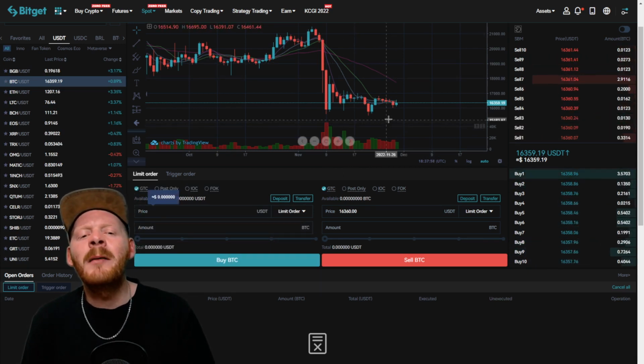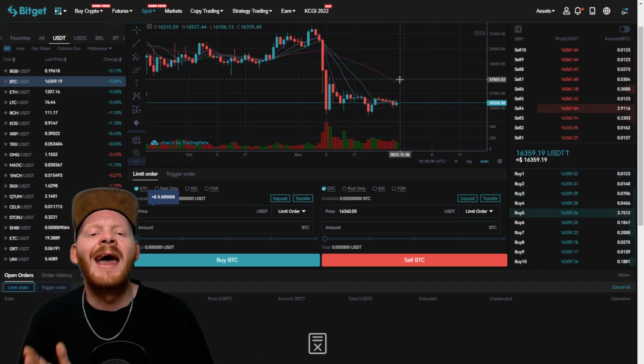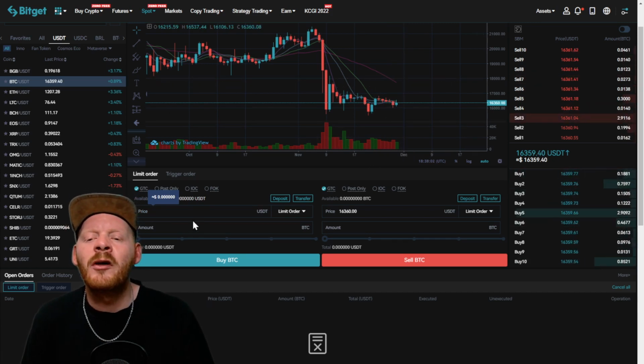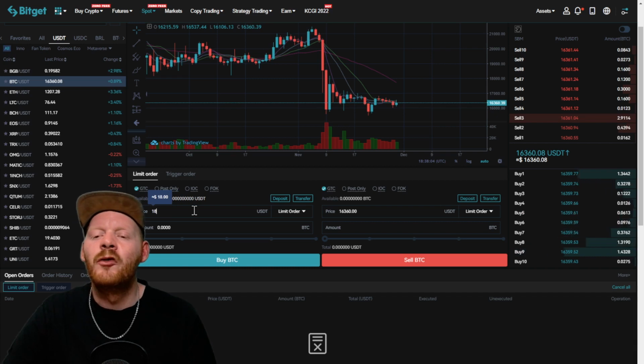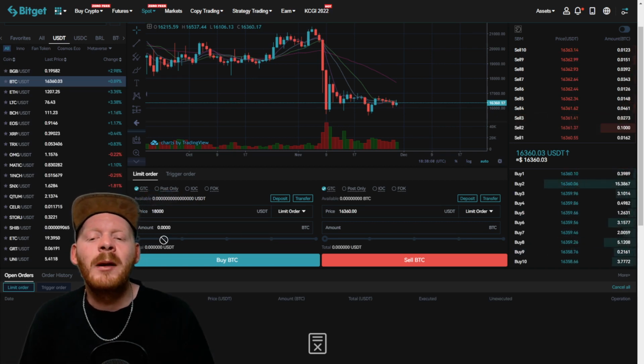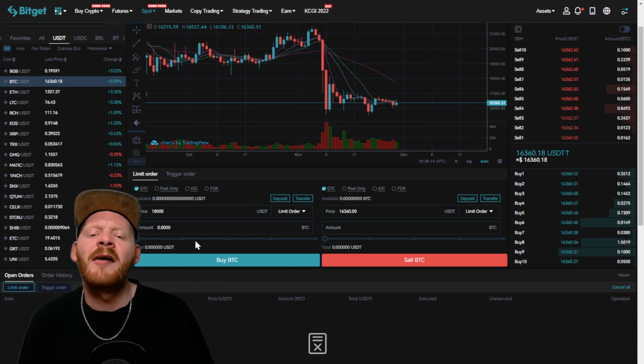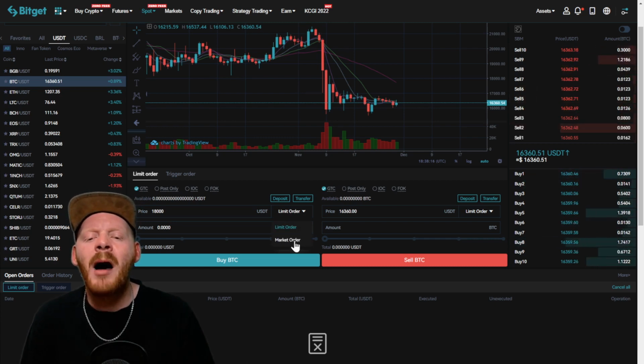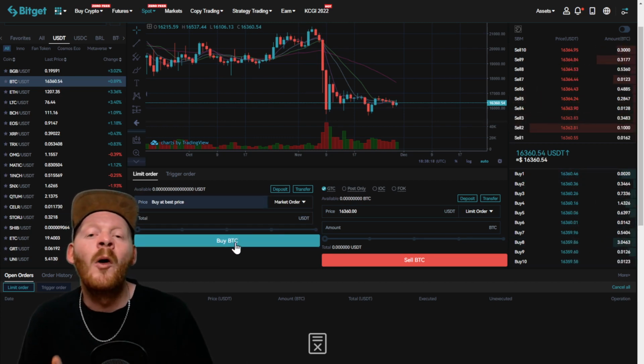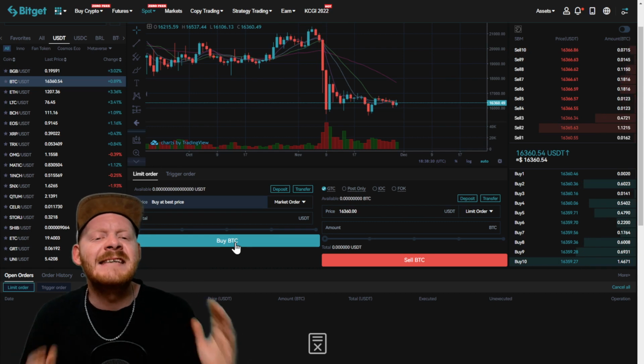Now let's say we want to buy Bitcoin at a specific price at roundabout 18,000 US dollars. Then we would set the price to 18,000 US dollars. And then you would set the amount that you want to buy in Bitcoin, and then this order will be executed if the price reaches your limit order. So guys, but for this instance, we want to use a market order because we want to buy or sell Bitcoin at this exact moment.